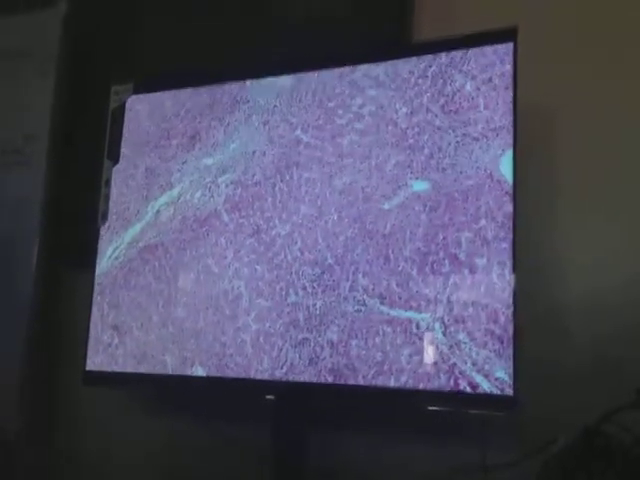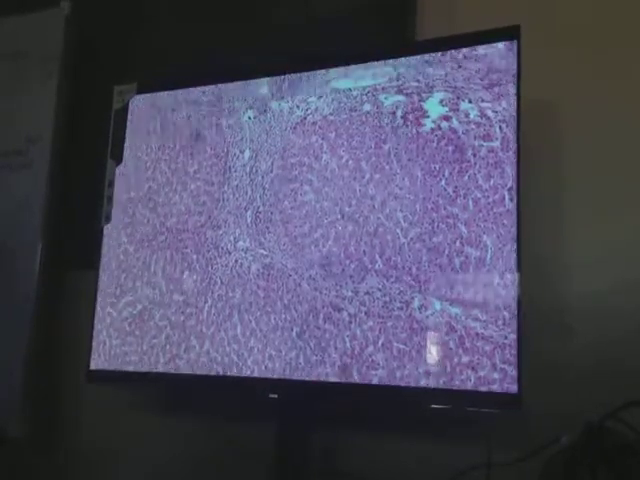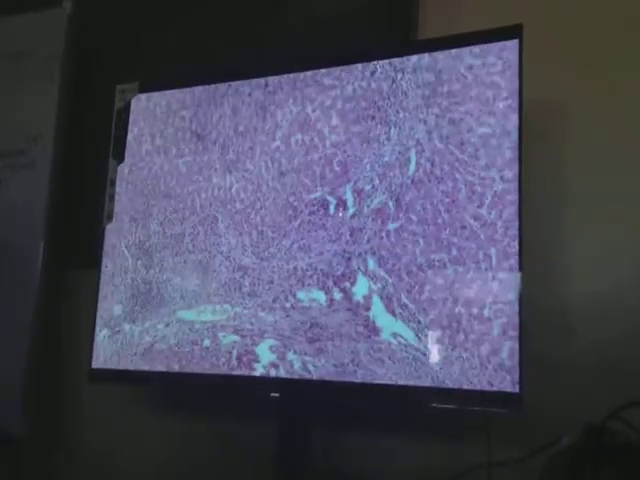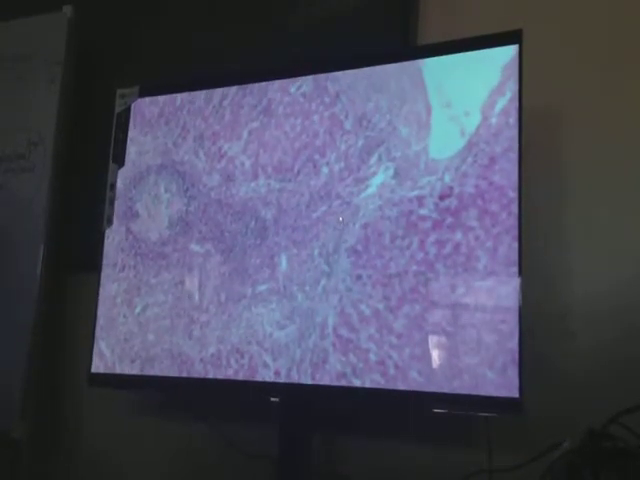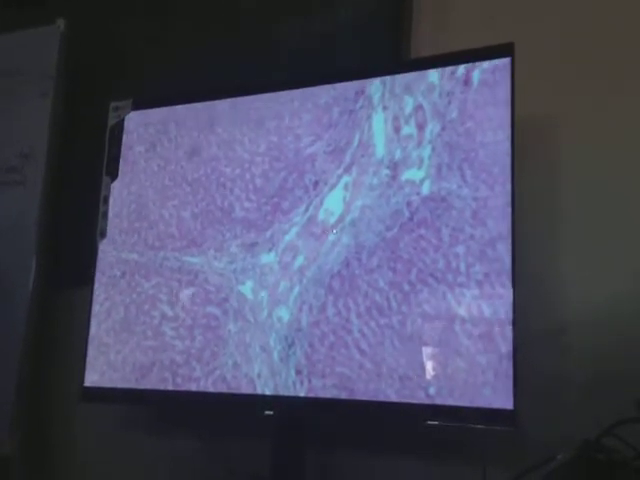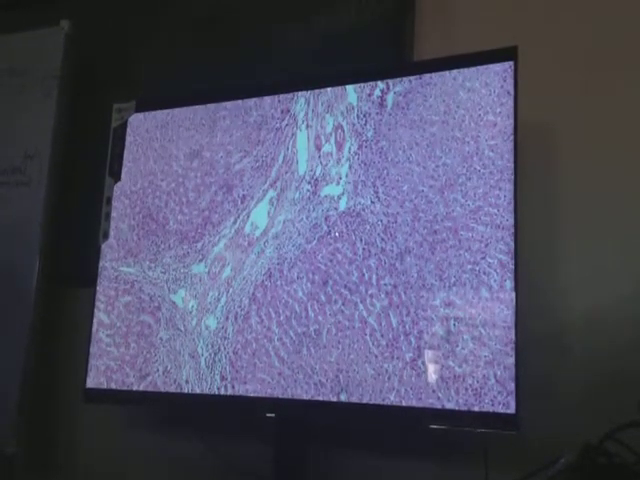What type of inflammation is seen in primary biliary cirrhosis? Okay, granulomatous. Suppurative or non-suppurative? Okay, non-suppurative granulomatous inflammation.